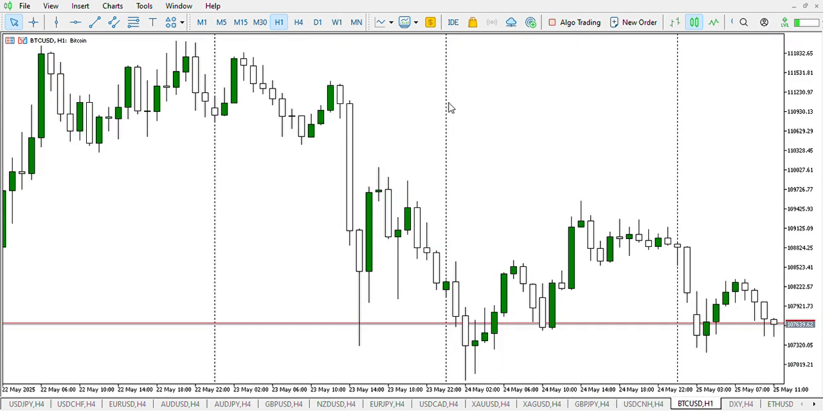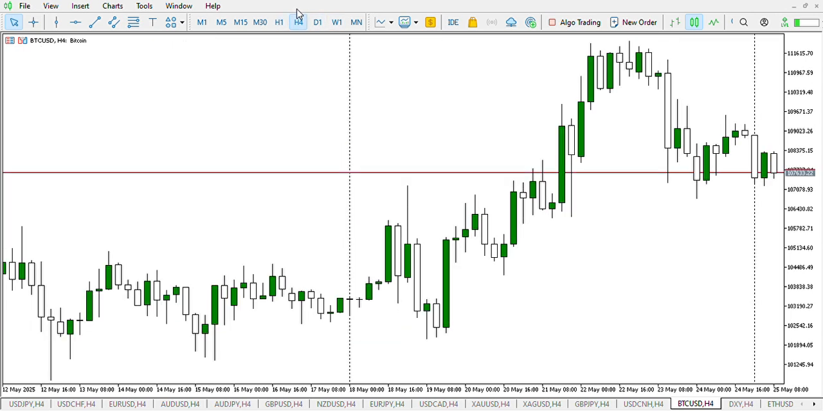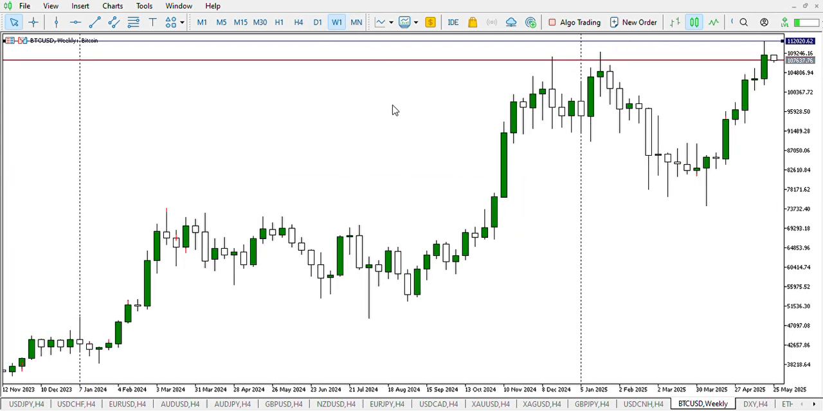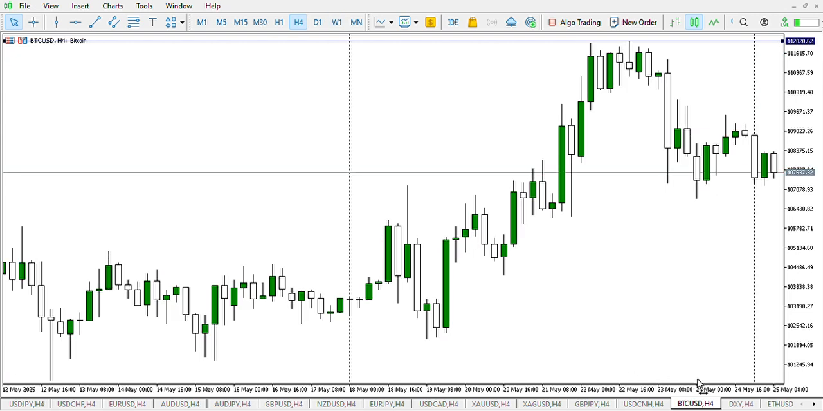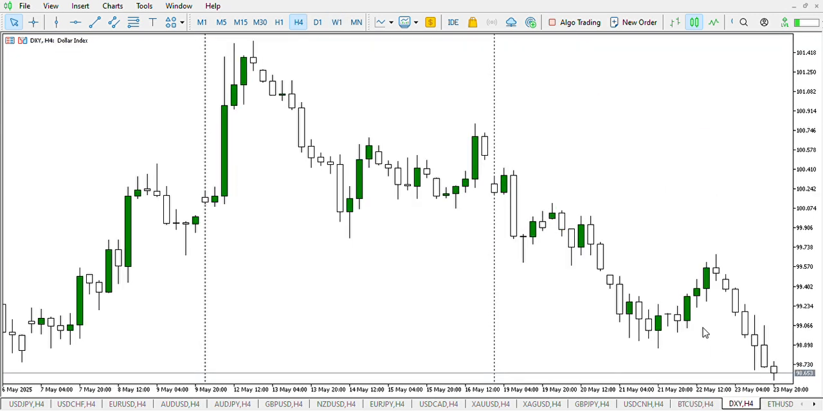On BTC/USD, we can also see one key resistance area here, and I guess that's the only key resistance area we have on BTC/USD, as BTC/USD is in a very strong high. On DXY, we have two key resistance areas. We have one here and we have one here as well.